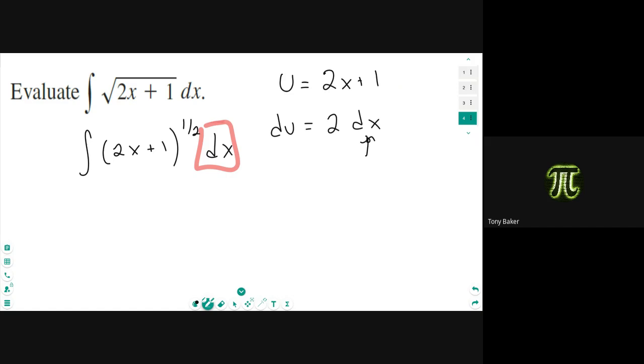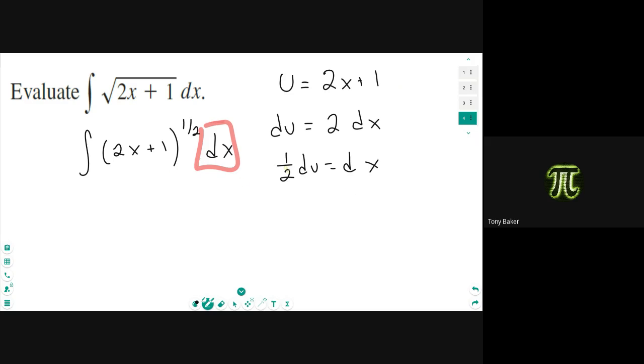Think back to your simple algebra problems. Divide by 2. So this becomes 1/2 du equals dx. So we're in essence treating the du and the dx as a variable, as a part of the problem. Okay? They're not a separate piece. They actually do have something to be involved with the problem.